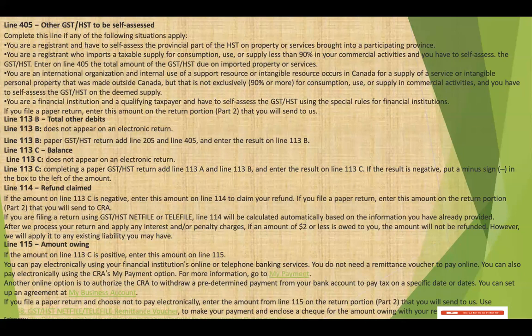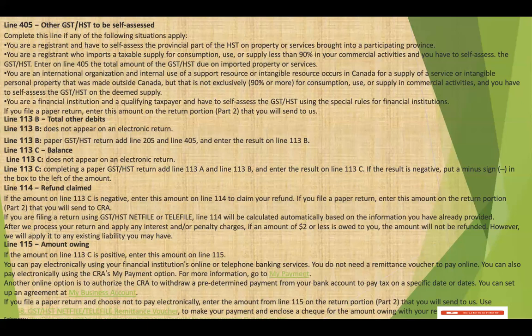So line 114, refund claim. If the amount on line 113C is negative, you enter this amount on line 114 to claim your refund. If you file a paper return, enter this amount on the return portion that you send to CRA, Canada Revenue Agency. If you are filing your return using GST/HST NETFILE or TELEFILE, line 114 will be calculated automatically based on the information you have provided to CRA.